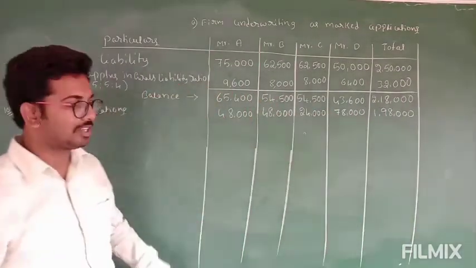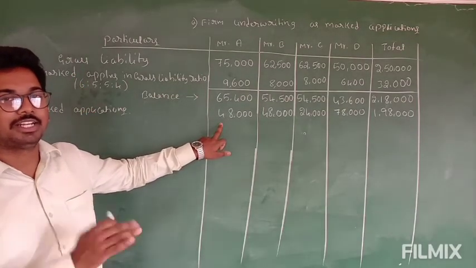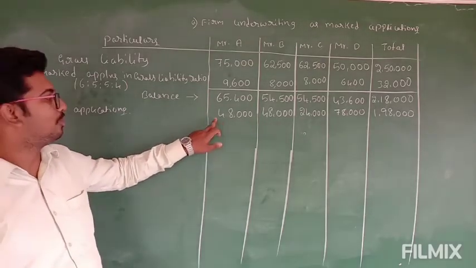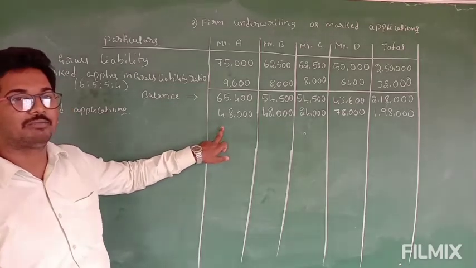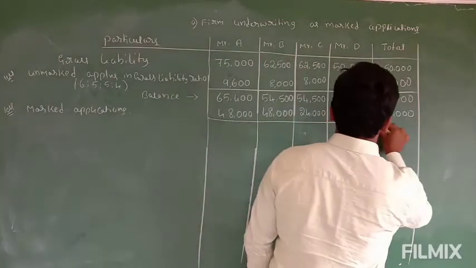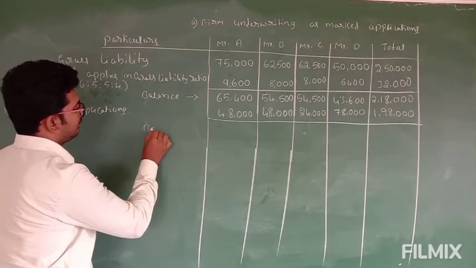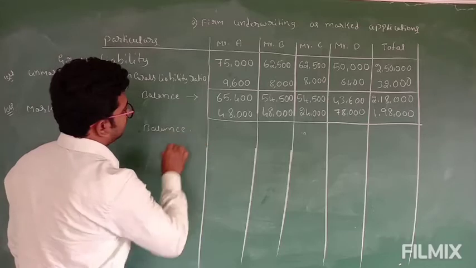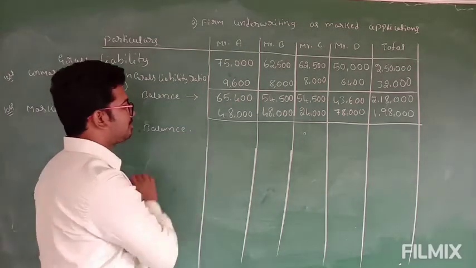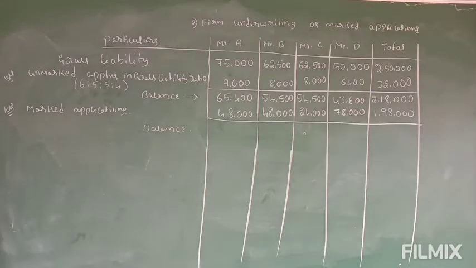In the previous question, they were taking only the MAD applications given in the question. But here we should consider formal writing also as MAD applications. So formal writing plus MAD applications should be the total value. So we'll get further balance. So 65,400 minus 48,000, 17,400.